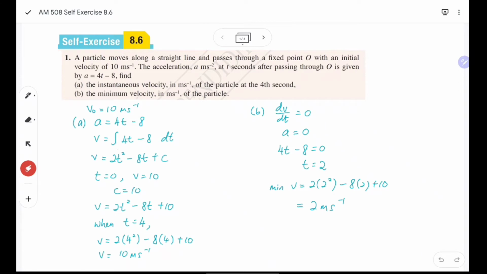So for minimum velocity, we differentiate the velocity, dv/dt equals to 0. So dv/dt equals to 0 means that the acceleration equals to 0, hence 4t minus 8 equals to 0, and we get t equals to 2. So when t equals to 2, we will get minimum velocity. But what is the velocity? We need to substitute t equals to 2 into the function of velocity. So the minimum velocity should be 2 times of 2 squared minus 8 times of 2 plus 10. Then we get 2 meter per second.